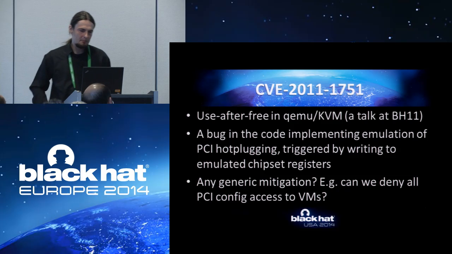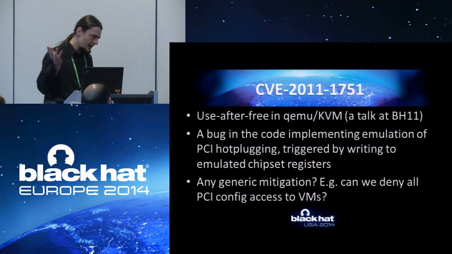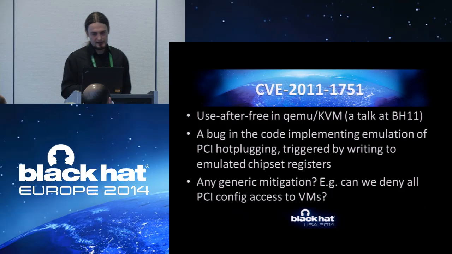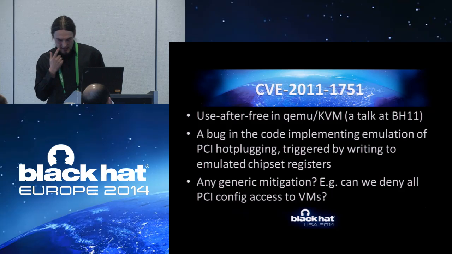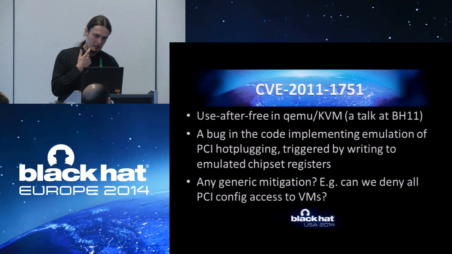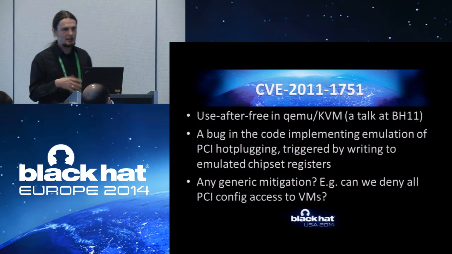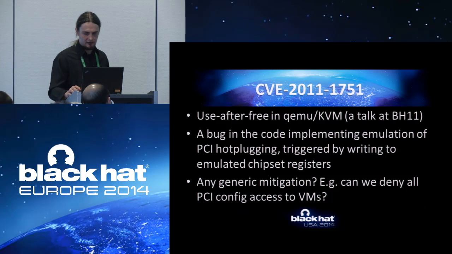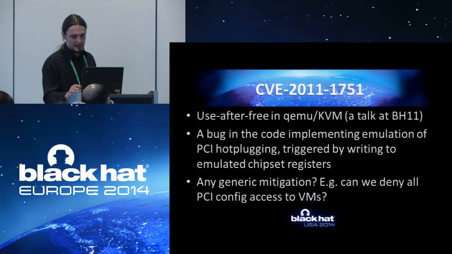So this time the bug was in the code implementing emulation of PCI hot plugging. And a VM could trigger it by writing to emulated chipset registers. Again, a nasty bug, and you could think, do we have any generic mitigation against that kind of vulnerabilities? For instance, could we just deny all PCI config access to the VMs?